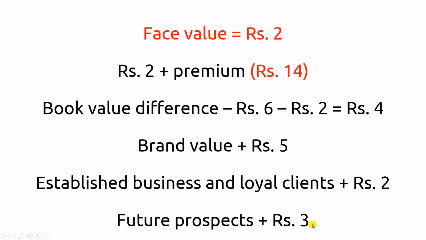Okay? So it is totally 16 rupees. Or 2 rupees is the face value. 4 plus 5 plus 2 plus 3 is 14 rupees, which is premium. So add 2 plus 14, 16 rupees. At 16 rupees, shares will be offered to the public in an IPO. Okay? Shares will be offered to the public in an IPO. Okay? So this is how an IPO is priced.